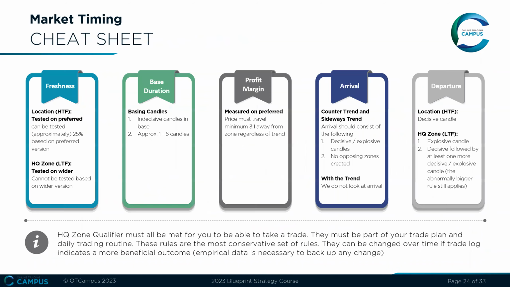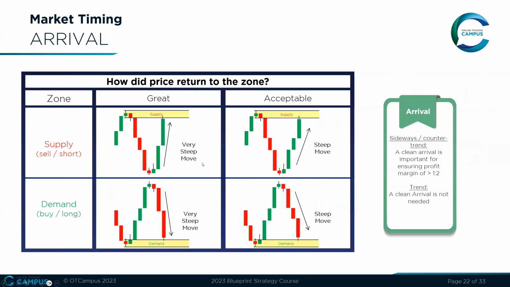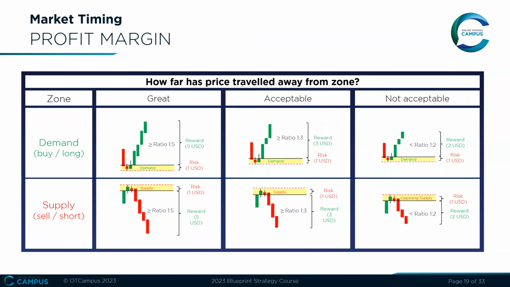So I now want to give you the cheat sheet for your zone qualifiers, right? We're going to look at freshness, at base duration, and at departure. They're the most important rules. And then there's going to be profit margin and arrival as well that we may want to look at. So I'm going to give you the rules on that, starting with profit margin.